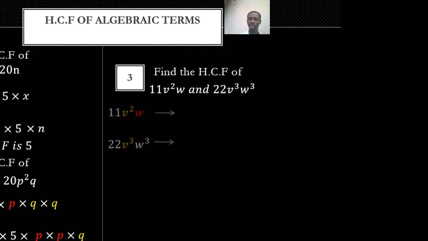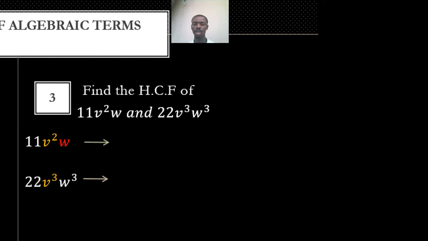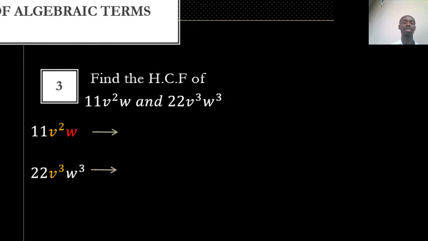So let's move forward, and I'm having 11v squared w and 22v cubed w cubed. Let's see how that works. So I am expressing 11 as a product of prime. What do you think that would be? 11 itself is a prime number. So expressing 11 as a product of prime is just 11. Or you say 11 by 1, and there's no point in using 1 here. So here is 11 multiplied by my v squared, which gives v by v. That's v in two places, and I am having just 1 w. Then next is 22. 22 is expressed as 2 by 11.